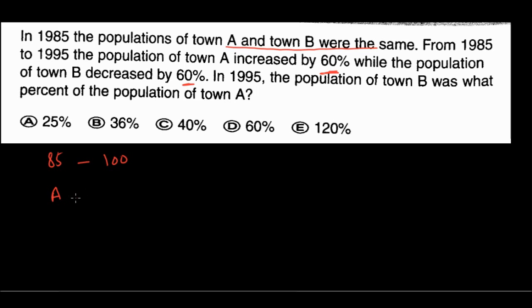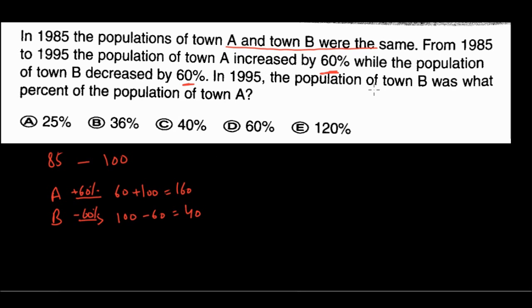Now town A increases population by 60%. Okay, so 60% of 100 is 60. You add that to 100, it went to 160. What about town B? Well, town B decreases population by 60%. So this was addition 60%, B went down by 60%. So in this case, you'll have to take 60 out from 100 and you get to 40. Okay, so now you have the populations in 1995 for both the towns.